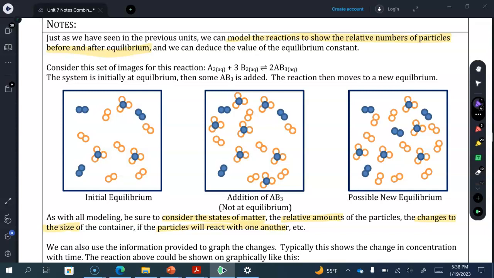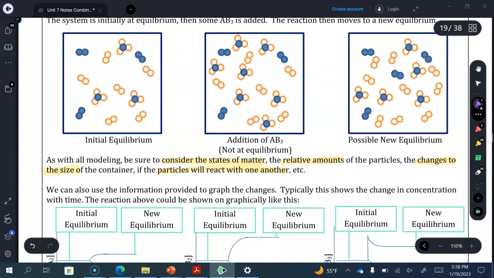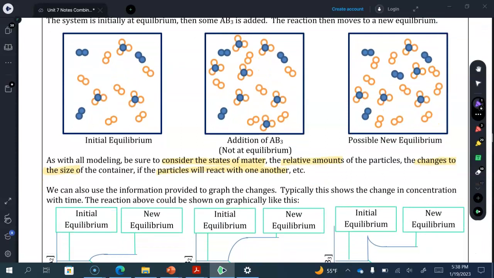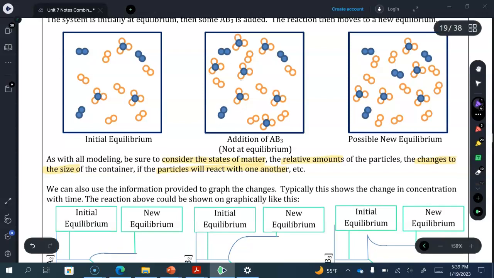With all the modeling, be sure to consider the states of matter, relative amounts of the particles, the changes to the size of the container, the particles that might react with one another, and so on. It is also very helpful to make sure you have a key that is obvious.